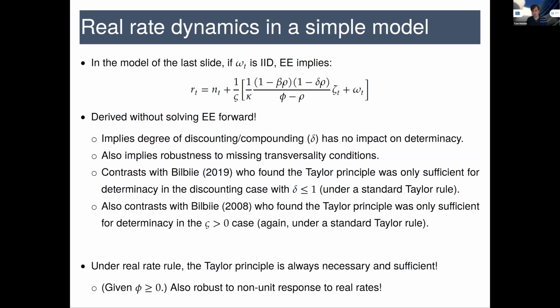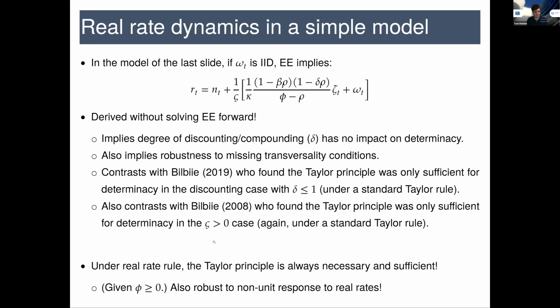Now, if you compare this to a standard New Keynesian model, if you wanted to derive an expression for the real rate, you would have to iterate the Euler equation forward to infinity and then use the transversality constraint in order to pin down what's happening at infinity. Here we haven't had to do that. This means we're automatically going to be robust to differing degrees of discounting or compounding in the Euler equation. We're just not going to have any impact on determinacy. It also means we're going to be robust to transversality constraints not being there, because it's an OLG economy, for example, or maybe because people just don't understand transversality constraints. So the Taylor principle is going to be necessary and sufficient for determinacy, independent of all of these parameters.